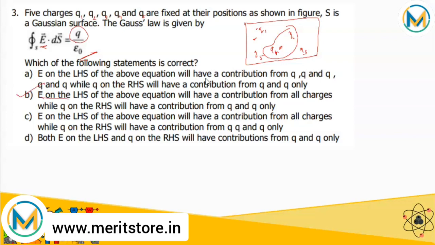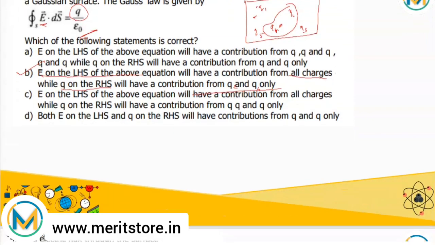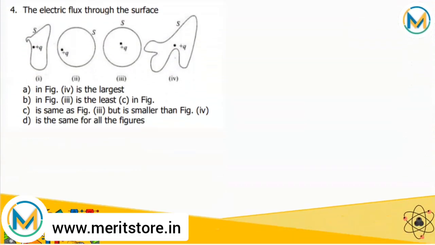That is, E on the LHS of the above equation will have a contribution from all the charges, while Q on the RHS will have contribution only from Q2 and Q4. That is only the enclosed charges. So the correct answer is option D. Looking towards the next question.